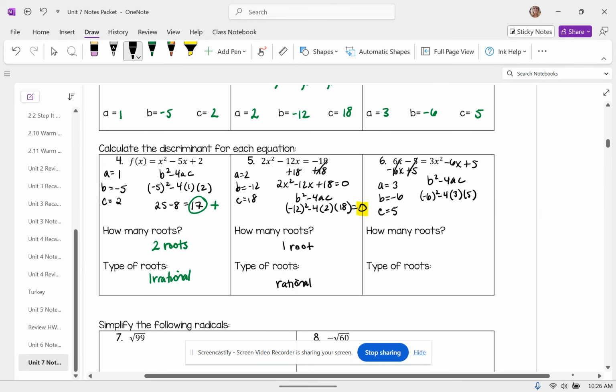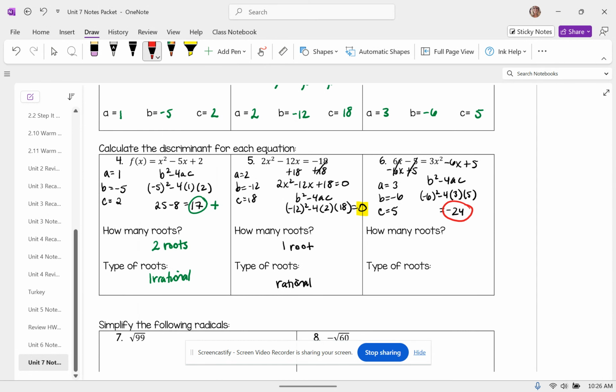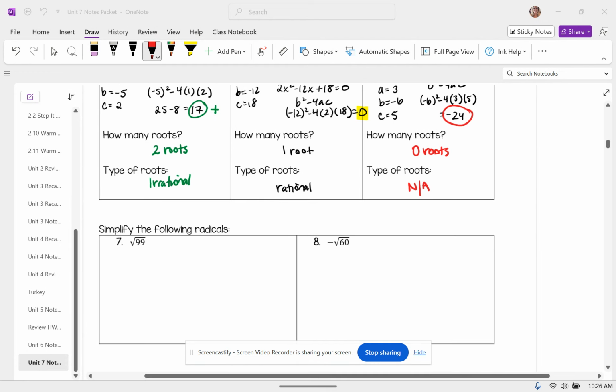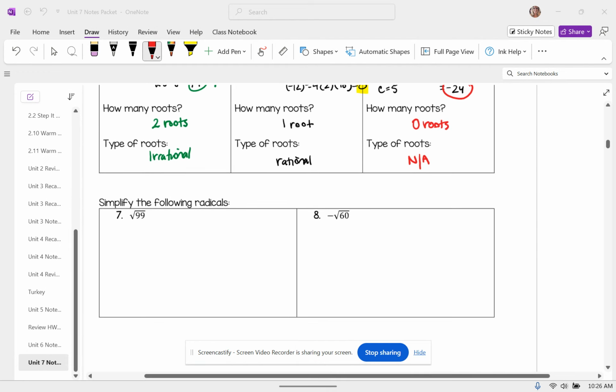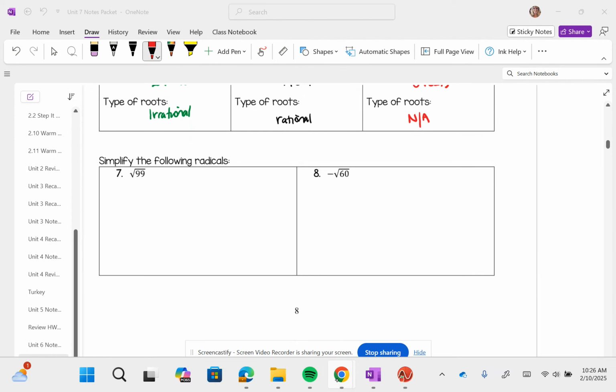So if my discriminant is negative, that tells me that there are no real roots. Let's change to red for negative. All right. There are 0 roots, and they don't exist. You can just write NA. There are no roots. We can't classify them as rational or irrational. They don't exist.